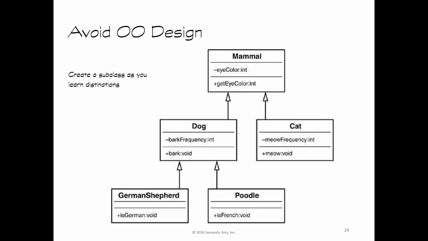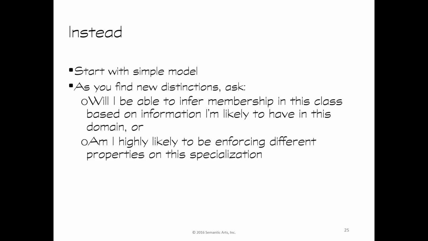We'll talk in a minute about what to do instead, and there's an interesting design decision in the middle. But the first two things I want to say are, don't start with a big taxonomy to organize everything, and don't start by creating a class every time you learn something new. Instead, start with a simple model. Get it as elegant as you can. Here are the main classes and how they relate to each other.